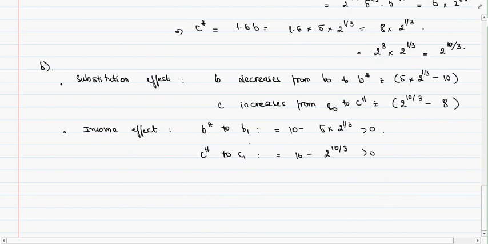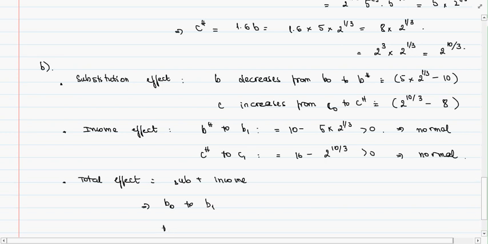And so that is saying that both of these goods are normal goods, because the income effect is positive for all of them. Okay, so therefore this one is normal, and this one is also normal. Alright, so the total effect is going to be just the substitution effect plus the income effect. So that is just going to be for B to move from B0 to B1, and for C from C0 to C1.